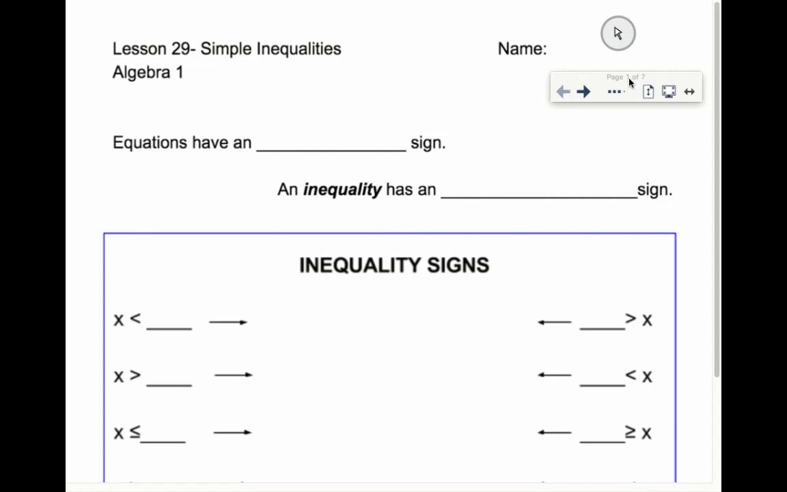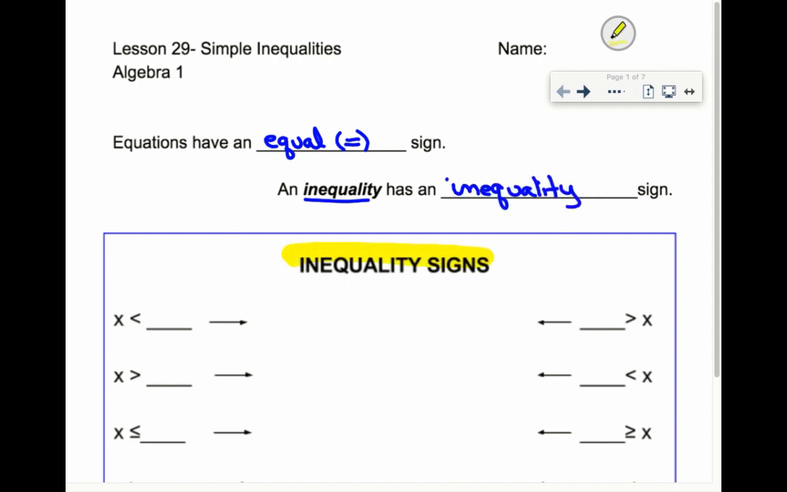We are now going to start the inequality unit. And today we're going to start with simple inequalities. So just to review, at the top it says equations have a what sign and inequality has a what sign. An equation has an equal sign, correct? So that's how we know we have an equation, because it has that equal sign. An inequality, though, is going to have an inequality sign.